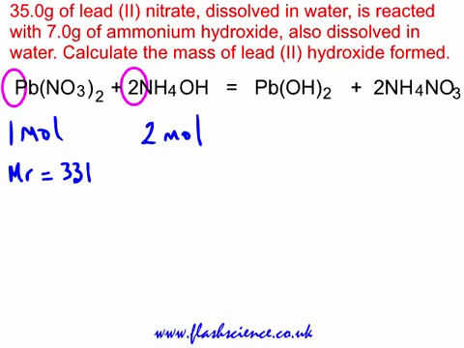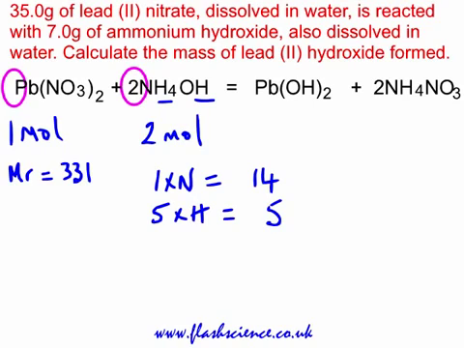Mr stands for the relative molecular mass, so 331. We do the same now for the NH4OH. And this is a common mistake here, not knowing when to use and not use the 2 in the balanced equation.